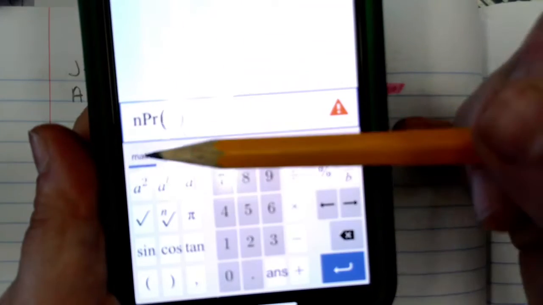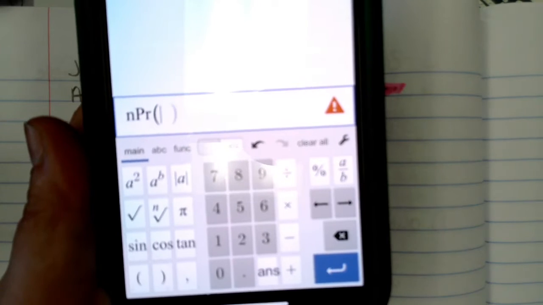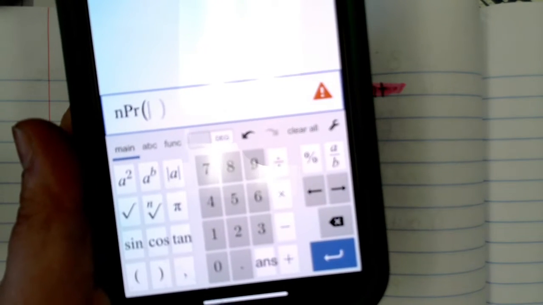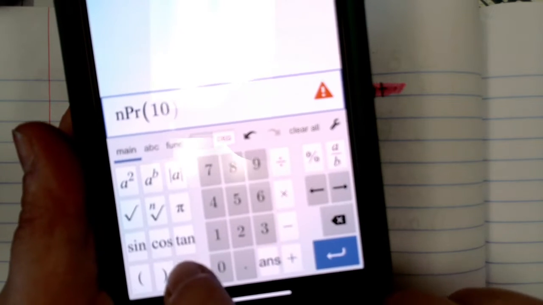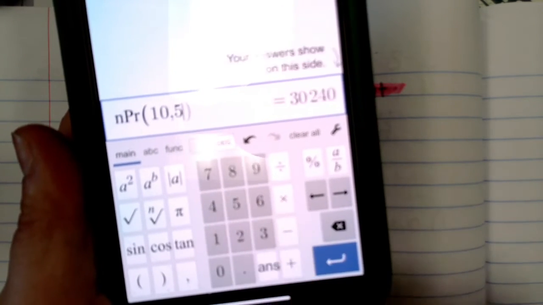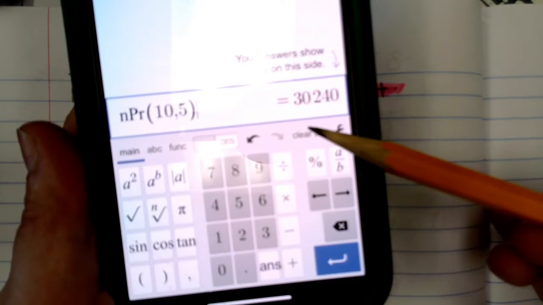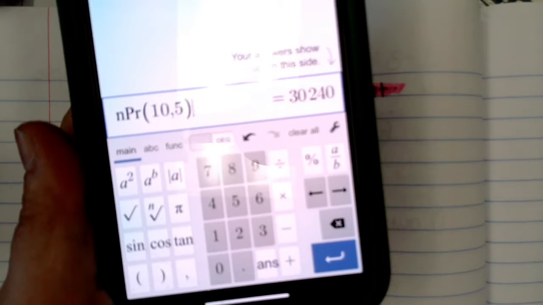So in our digits this morning, how many digits did we have to choose from? 10. And how many digits were we taking out of the 10? 5. So 10 comma 5, and it tells us our answer is 30,240. So did we get the same answer? Yep. It's just we don't have to type in 10 times 9 times 8 times 7 times 6.